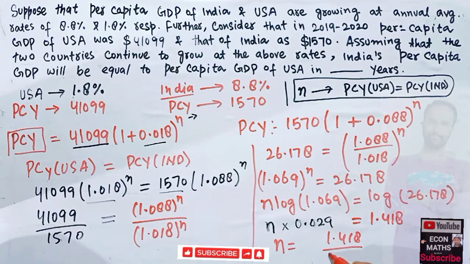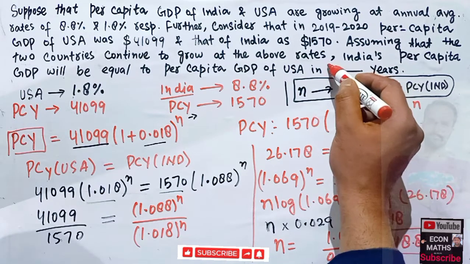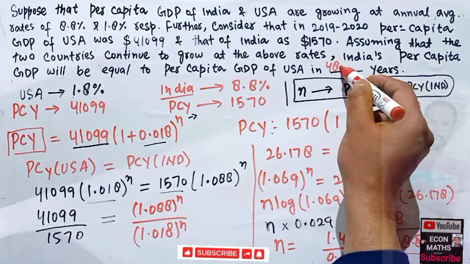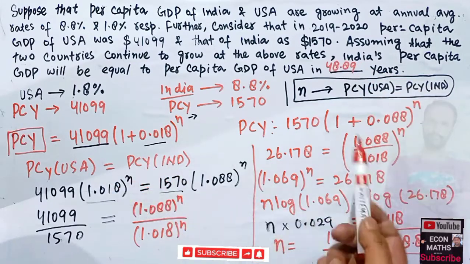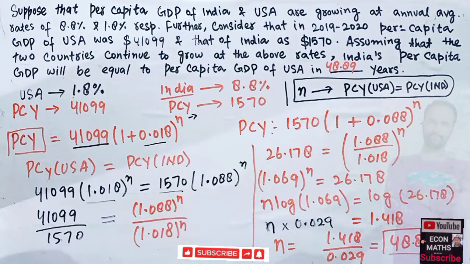That means our n will be equal to 1.418 upon 0.029, which comes out to be 48.89. If we divide this, we will get 48.89. That means after 48.89 years, per capita GDP of India will be equal to the per capita GDP of USA.